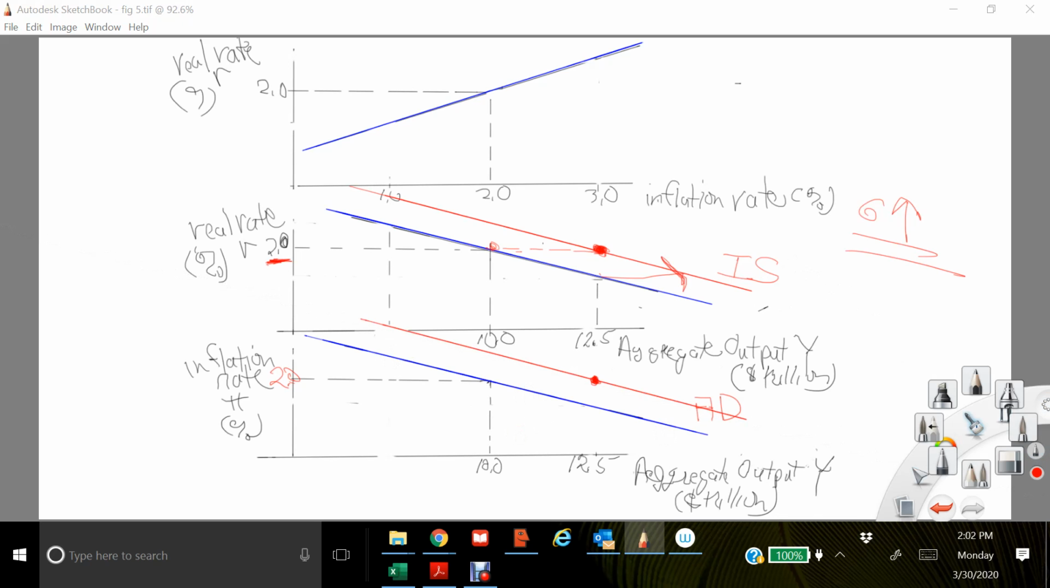So initially, we had an IS curve over here and an aggregate demand curve here. We have a shift in the IS curve. That's IS prime. IS prime will result in a shift in the aggregate demand curve. Okay?